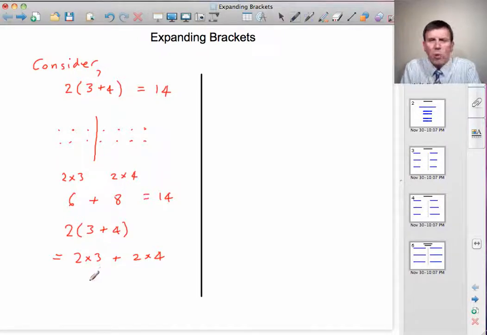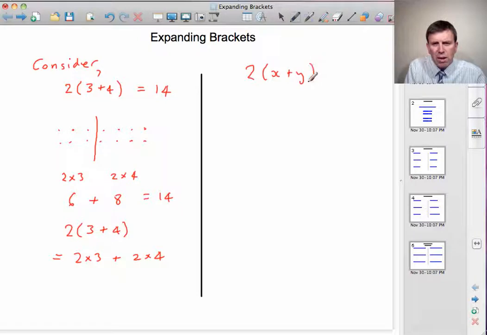Now you might wonder why we would want to do that. In everyday numbers we wouldn't. We would just add the 3 and the 4 to get 7 and multiply that by 2. But it comes in particularly useful in algebra when we don't know what the letters stand for, what numbers they represent. So if I've got something like 2 multiplied by x plus y, I can't add x and y, I don't know what they are. But what I can say is 2 times x plus y is 2 times x, which we write as 2x, we miss out the times signs, plus 2 times y.